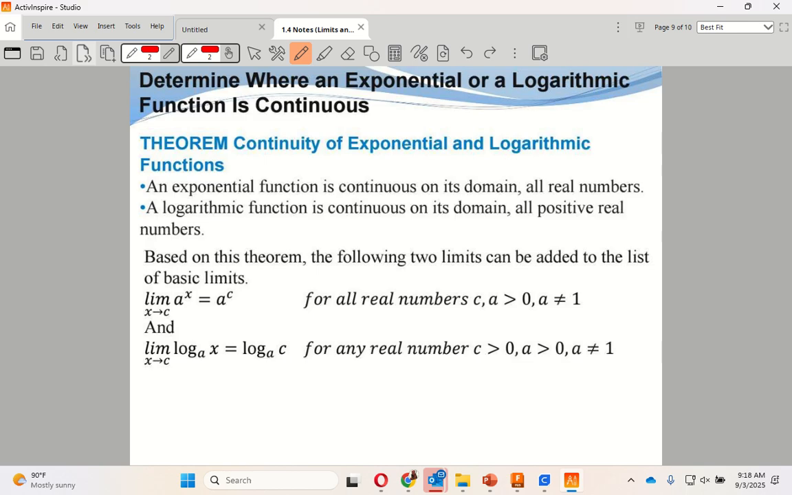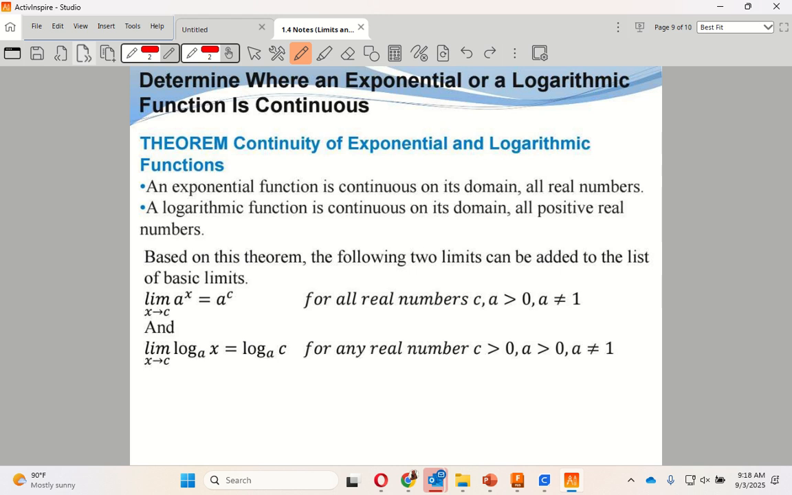Okay. Now, for this one right here, based on this theorem, the following two limits can be added to the list of basic limits. Limit as x approaches c of a to the x is a to the c, for all values. No restriction on that one. And for logarithm, limit as x approaches c of log base a of x is equal to log base a of c for any real value of c greater than 0, and a is also greater than 0, and a cannot equal 1.